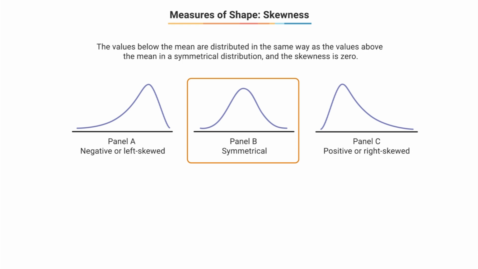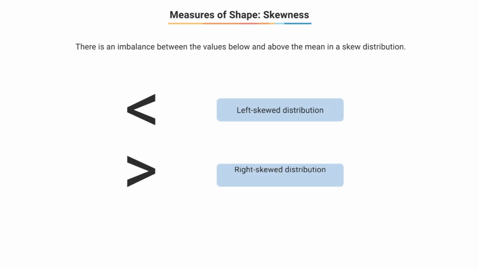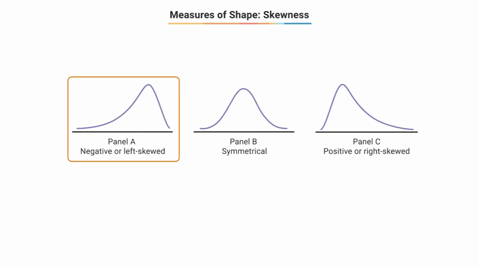In a symmetrical distribution like panel B, the values below the mean are distributed in exactly the same way as the values above the mean, and the skewness is zero. In a skewed distribution, there is an imbalance of data values below and above the mean, and the skewness is a non-zero value, that is less than 0 for a left skewed distribution or greater than 0 for a right skewed distribution.